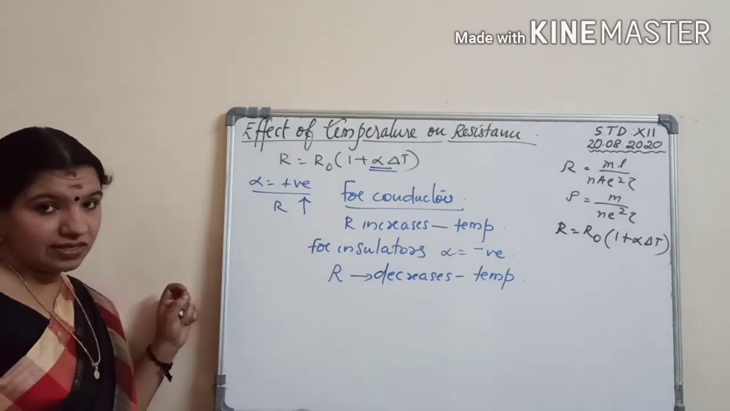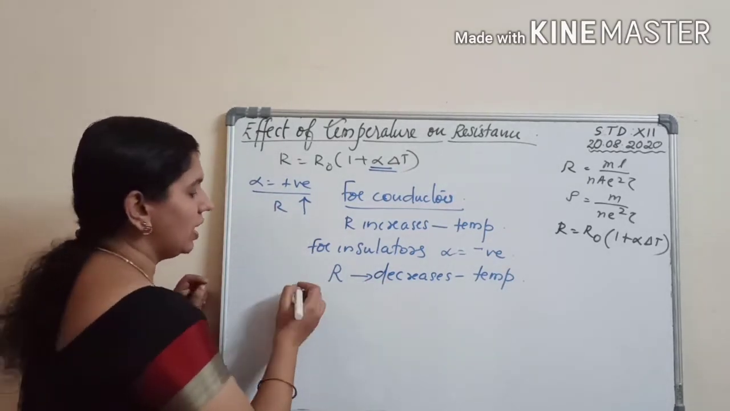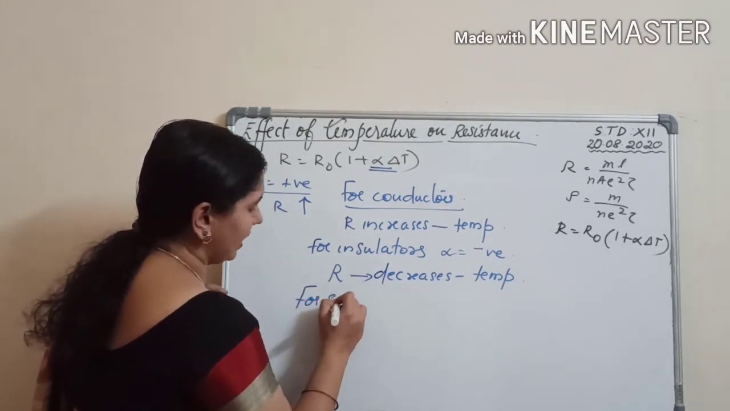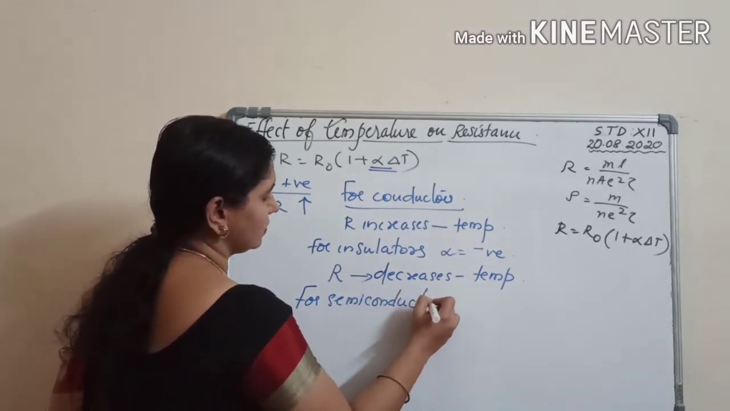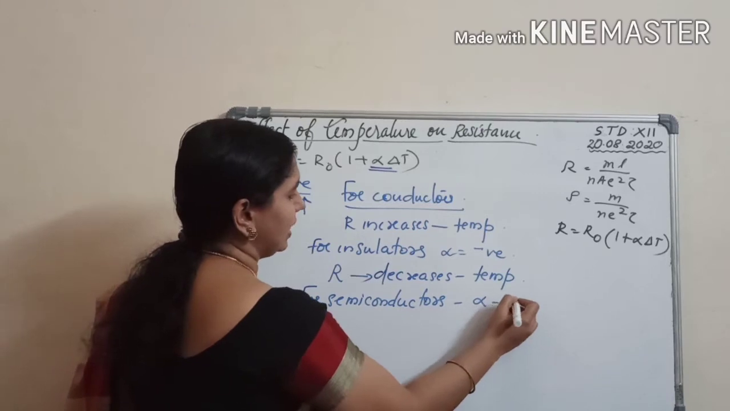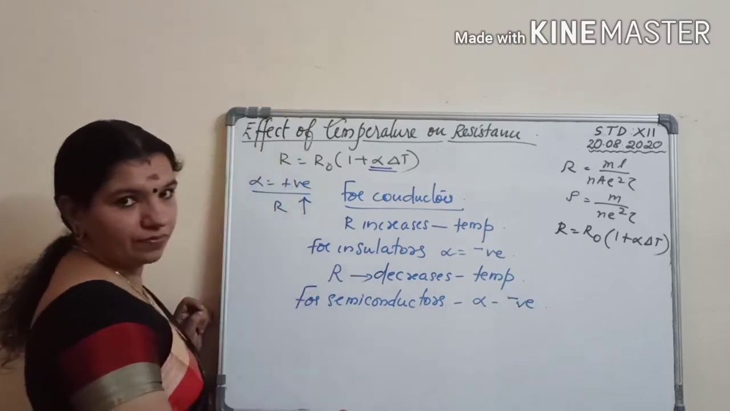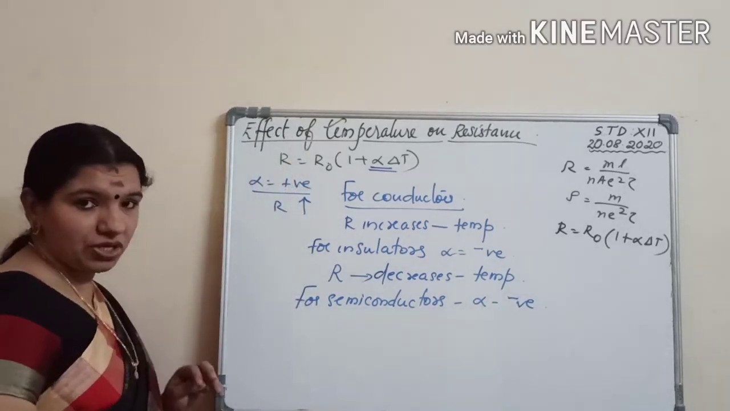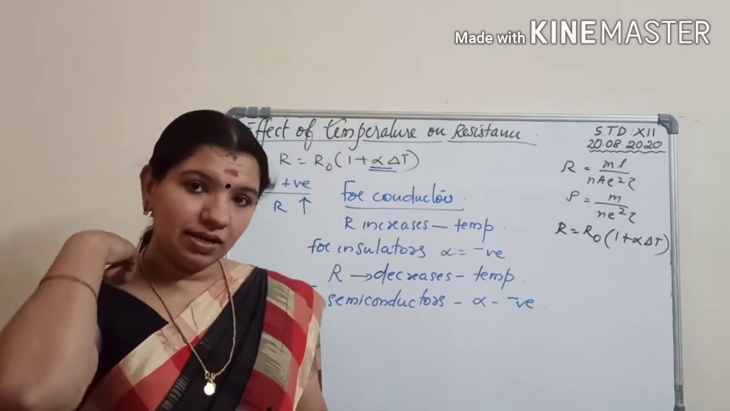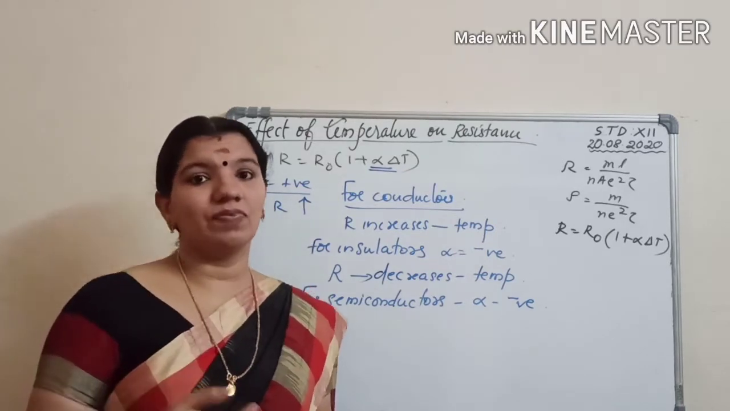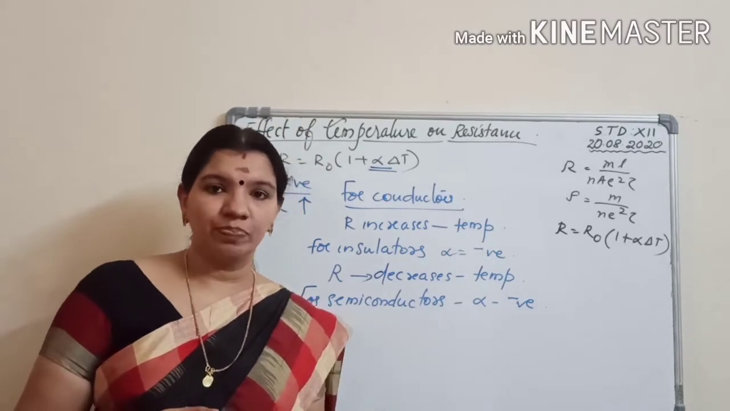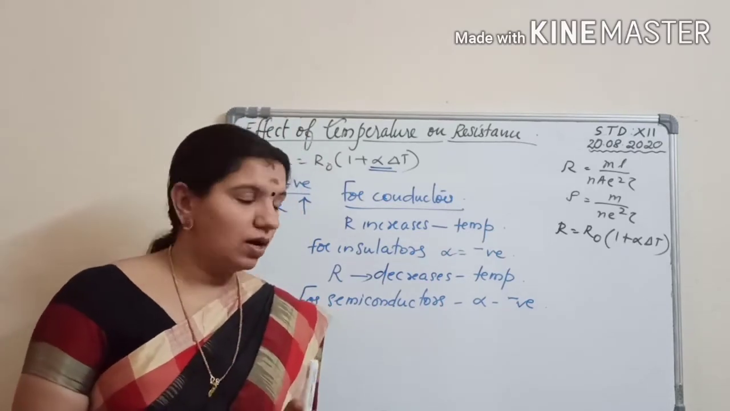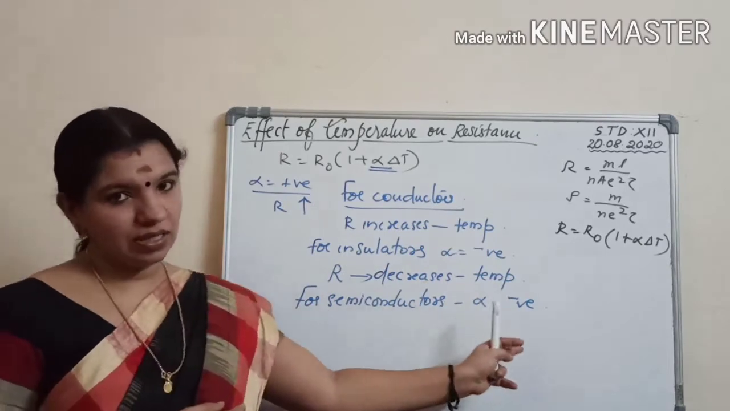Resistance decreases with increase in temperature. And then for semiconductors, again alpha is negative. Semiconductors are partially conducting materials, and with the change in temperature they will start to conduct. You will study that in detail in the last chapter, so I am not explaining much here. So for semiconductors, alpha is negative.